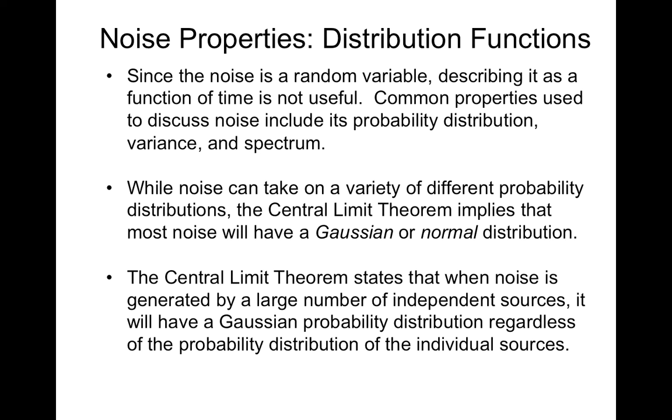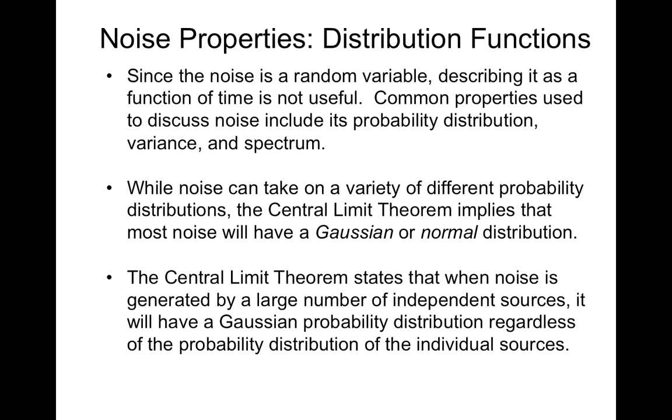So noise is generally considered to be a random variable, and because of that, describing it as a function of time is not particularly useful. The one exception might be if you had something that was very repetitive, like a heartbeat, or something that you could clearly define. But typically, common ways to discuss noise include its probability distribution, its variance, and its spectrum.